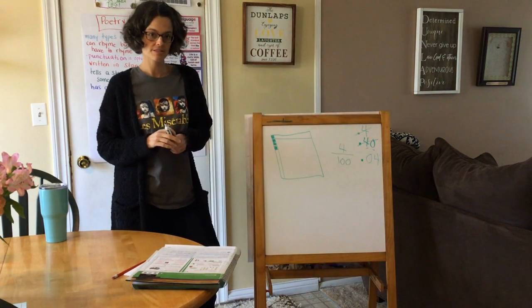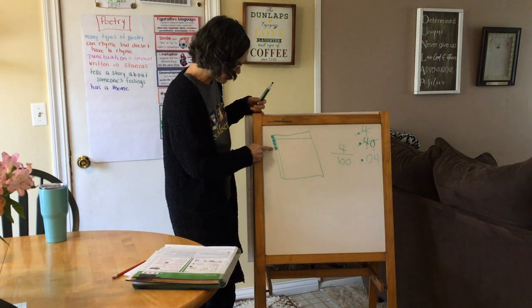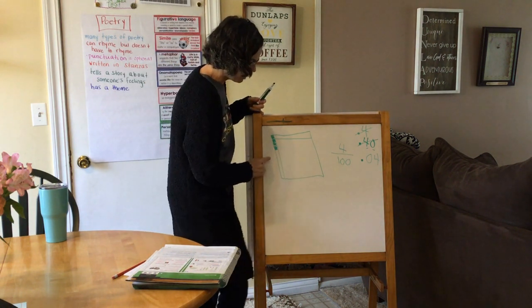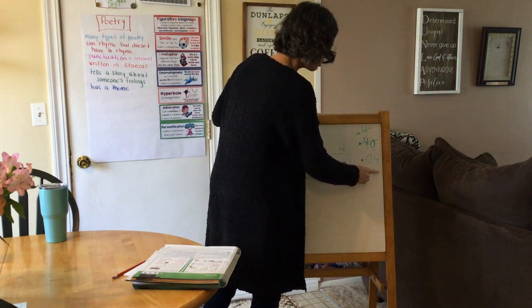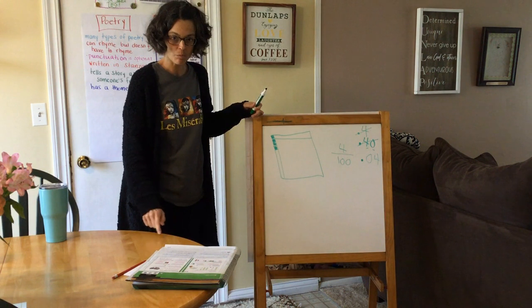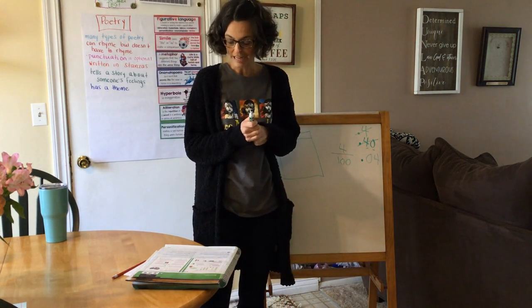4 hundredths. So I'm looking at 4 squares out of 100 total, and I can write it as 4 hundredths, or I can write it as 4 hundredths, decimal point 0, 4. Does that make sense? Okay.